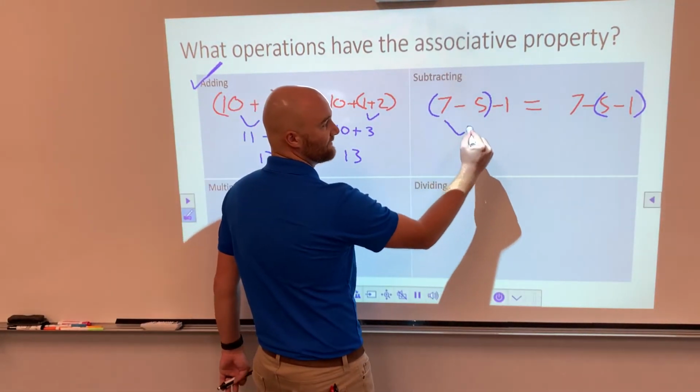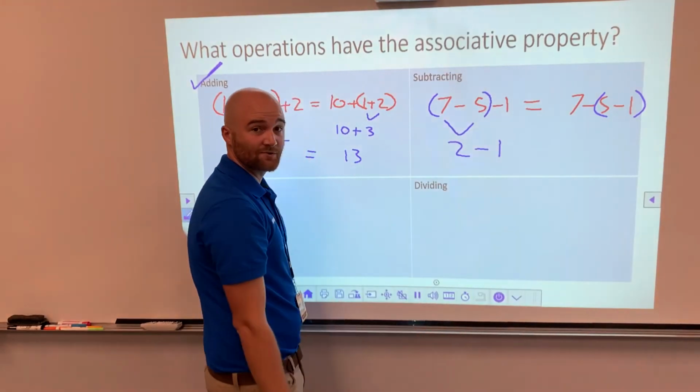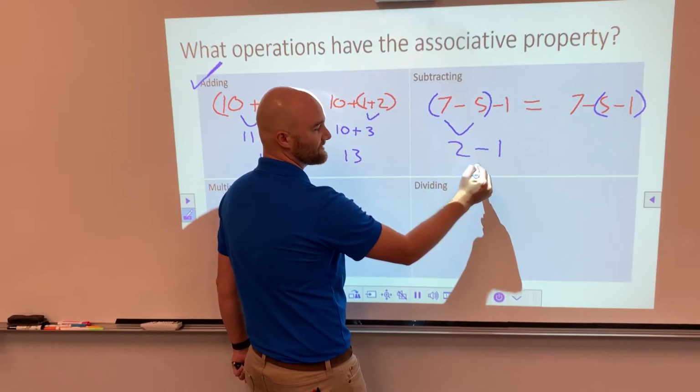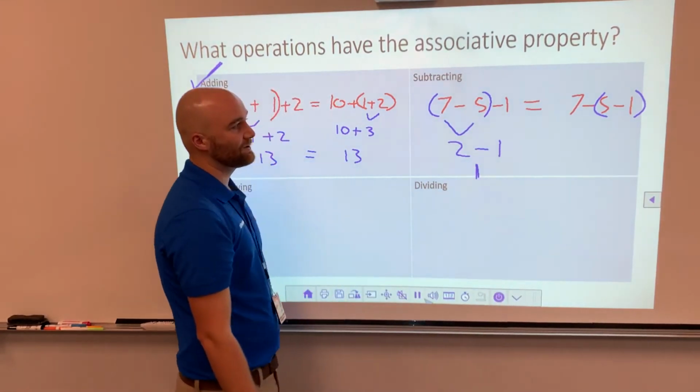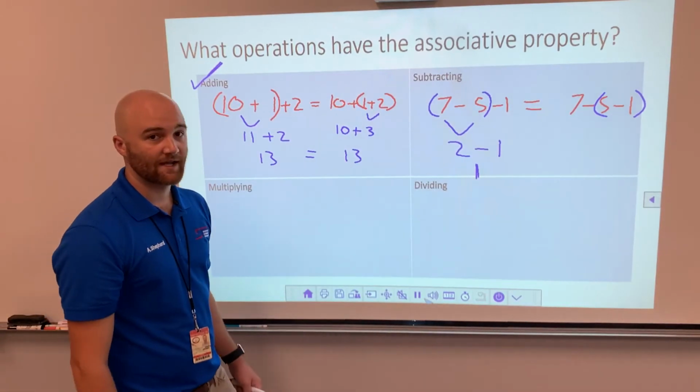7 minus 5 gives us 2. Then I have to bring down this minus 1, which I haven't done yet. 2 minus 1 gives us 1. Okay, so on the left side, we said our answer is 1. Let's try it out on the right side.